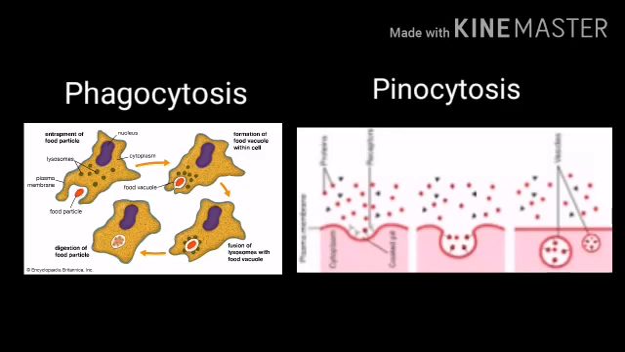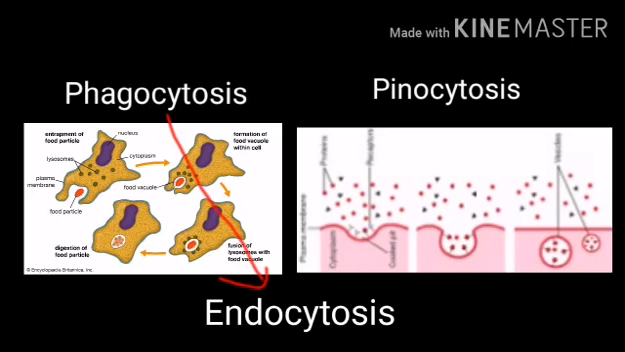This is phagocytosis, where the cell is eating. These are both special cases of the more general term for engulfing in this way, which is called endocytosis. So phagocytosis is a form of endocytosis, and pinocytosis is a form of endocytosis.